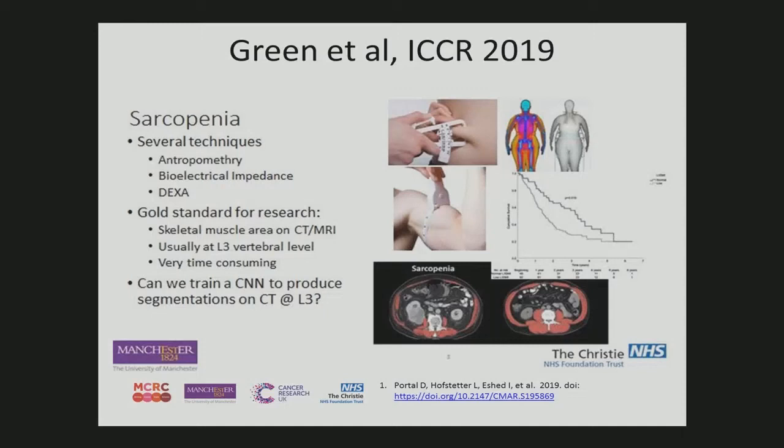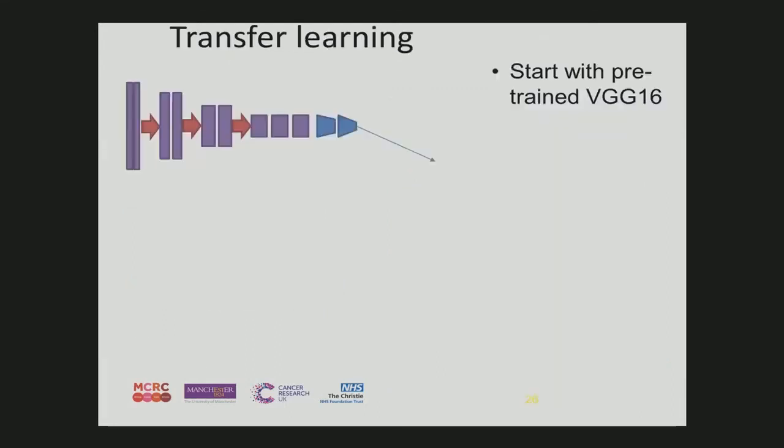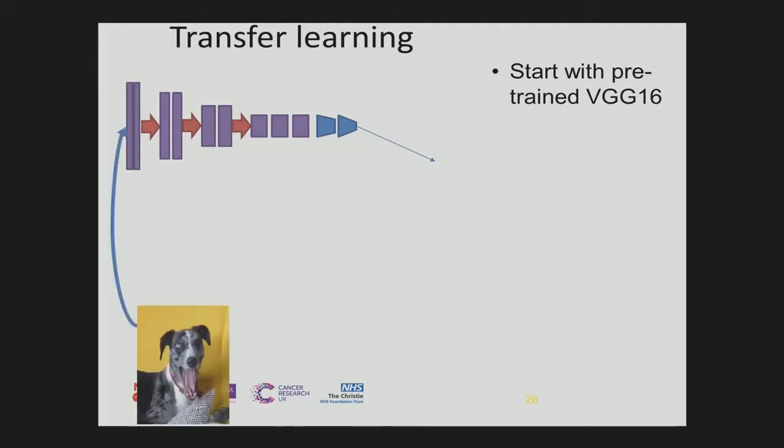So that's what Andrew started doing. He used transfer learning, which is interesting. Transfer learning basically means you take a network, VGG16, and this network is made to differentiate boats from cats and dogs. I don't know what it's made for. So this would detect a dog and say this is a dog. But we don't want to see what the dog is. We want to see where the dog is, where the muscle is.